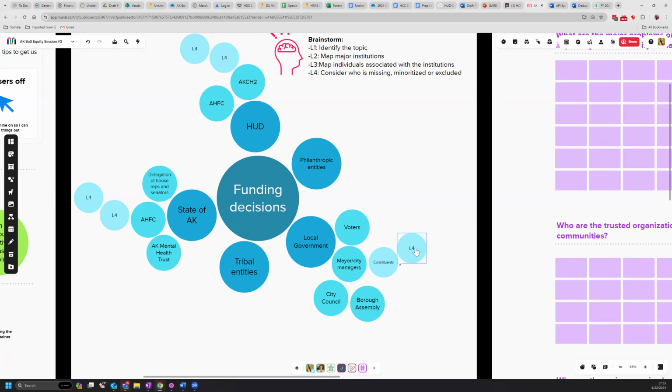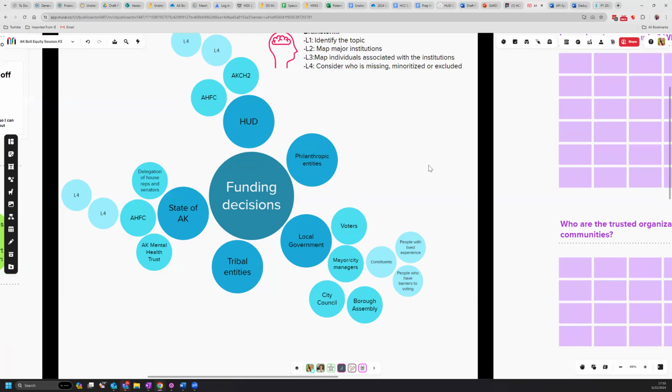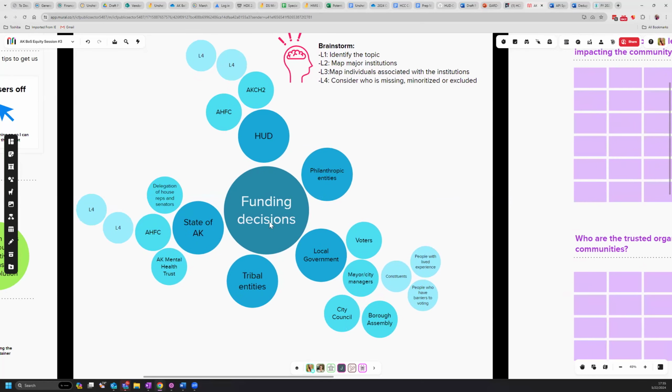I would say the other L4 would be people with lived experience. Or people who are disenfranchised, maybe? The people for whom it is very difficult to vote. Are there different answers for L4 at the state level, or are those similar?